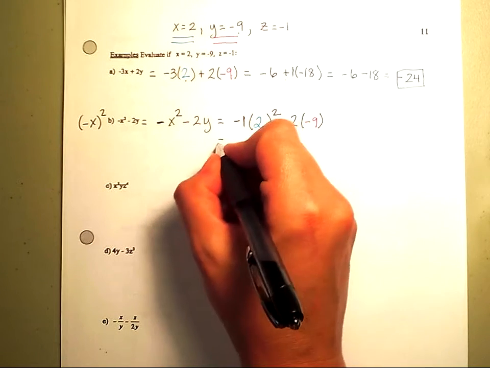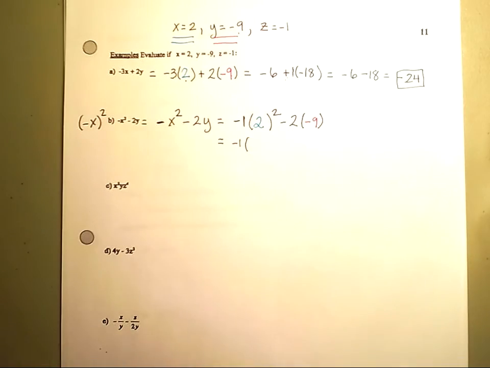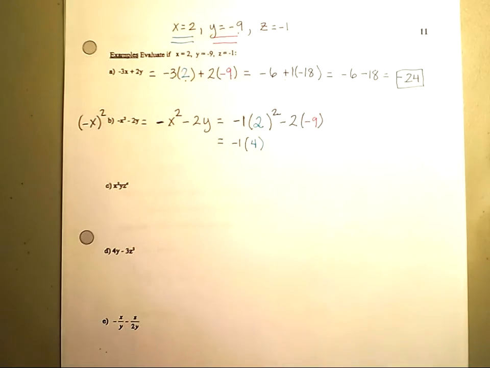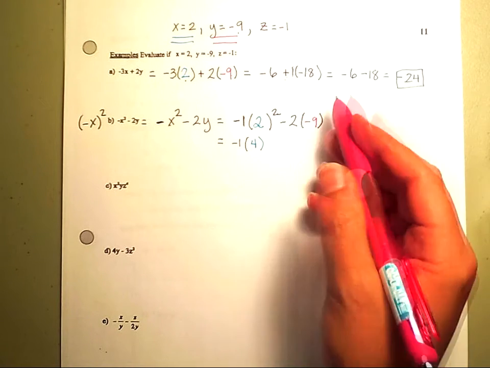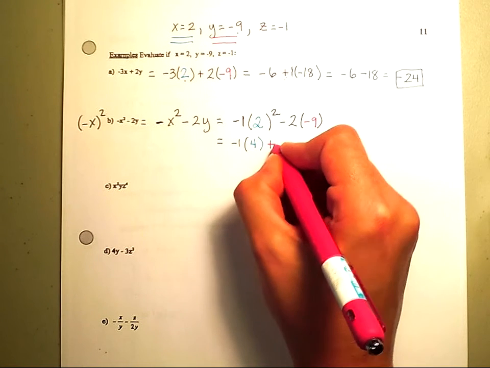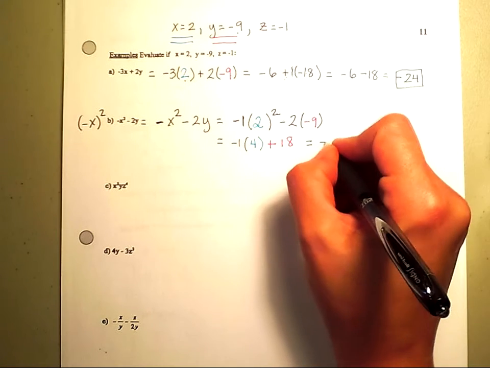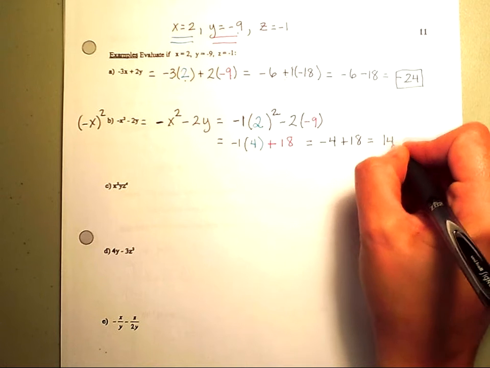Now let's simplify. So the negative 1 stays. 2 squared becomes 4. And you can think about this either way. Negative 2 times negative 9 is a positive 18. So this is equal to negative 4 plus 18, which is positive 14.